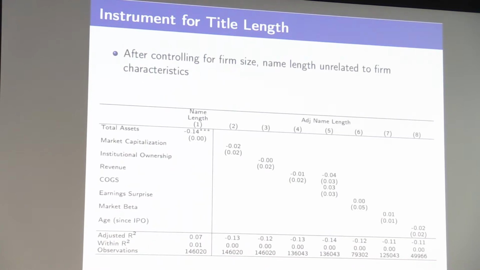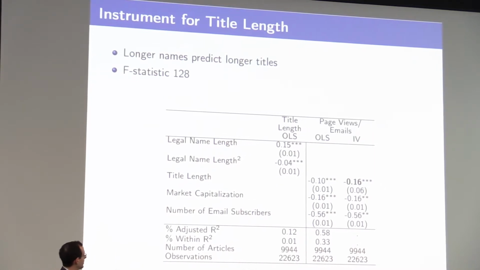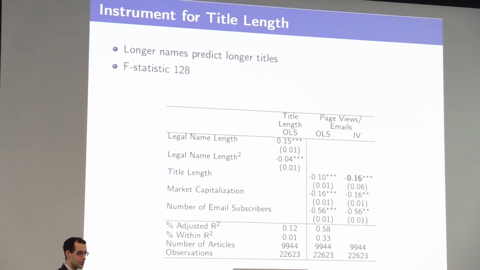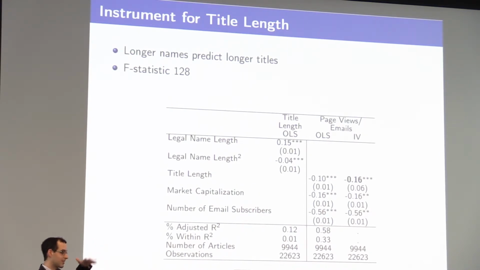When I do that, and I instrument, that's the last column, you can see in the bold I get minus 0.16. So I get something that's quite similar to what I was getting before, the minus 0.12. So this is just another way to verify. Here I'm using, within an industry again, variation in the length. So this is the second approach, right? The first approach was this randomized title experiment where people get emails with different titles. That gave me the minus 0.12.